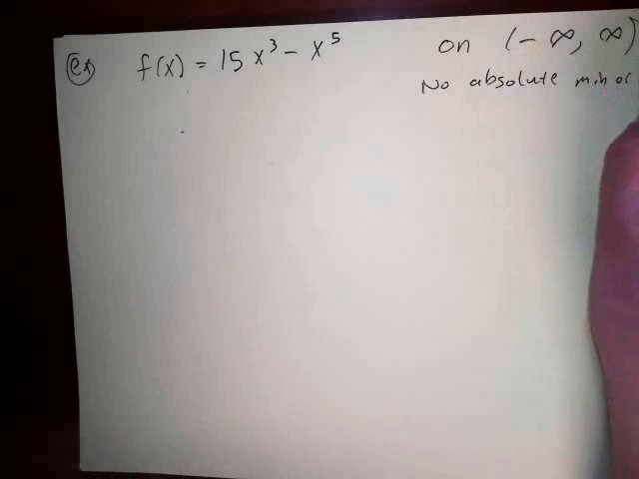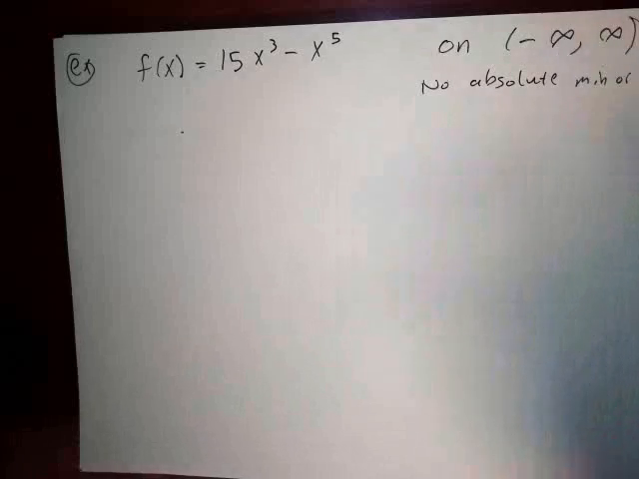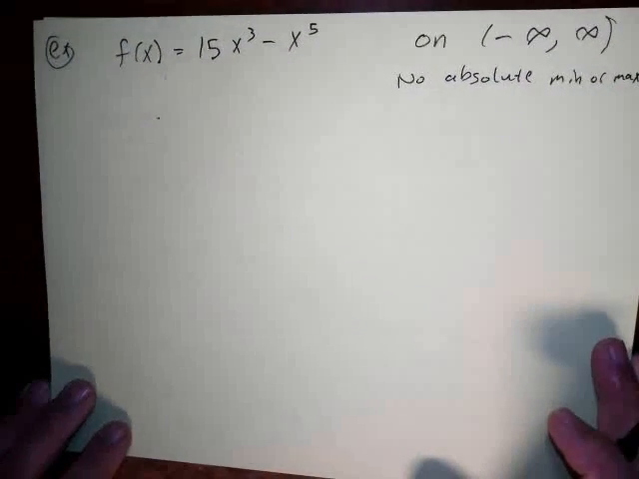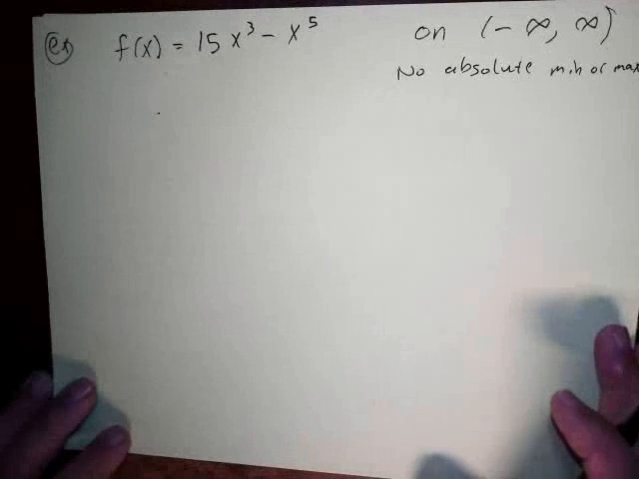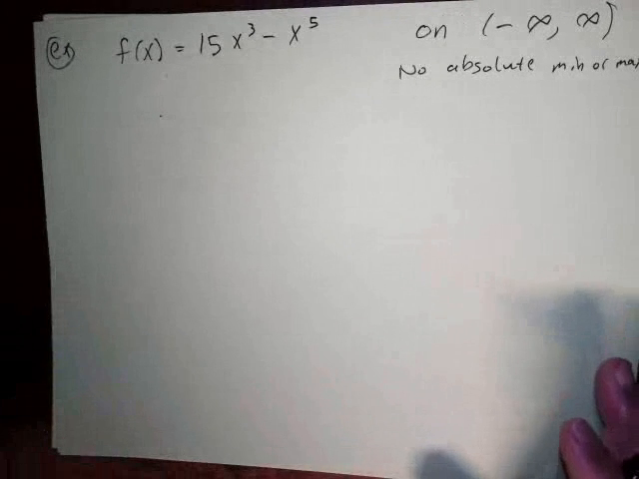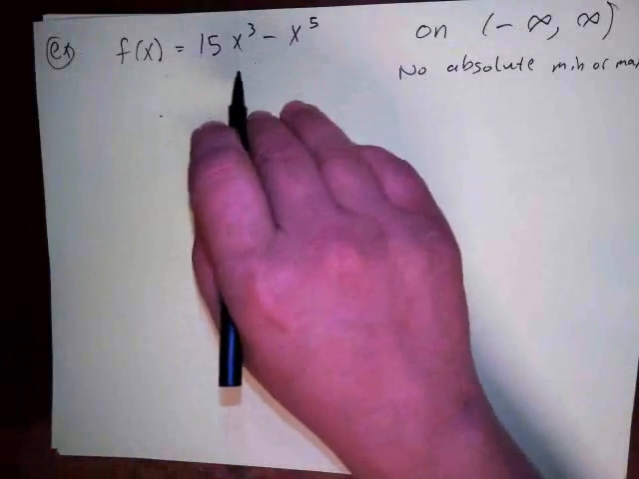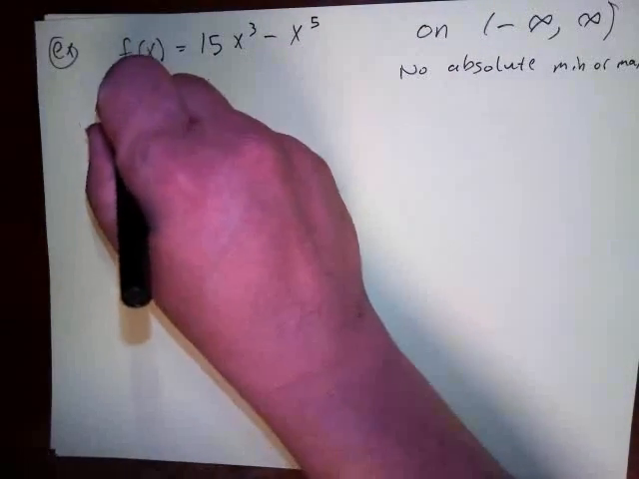If you pick just a closed interval, there would be an absolute min or max, but over the entire domain, there's no absolute min or max. Okay, so now what we want to do is find the relative min or max. So we're going to find the critical points of the function.